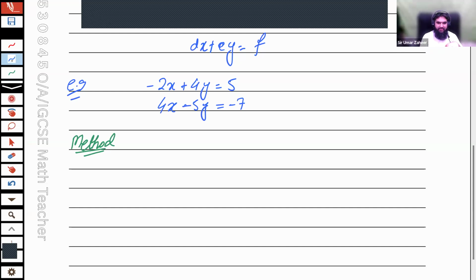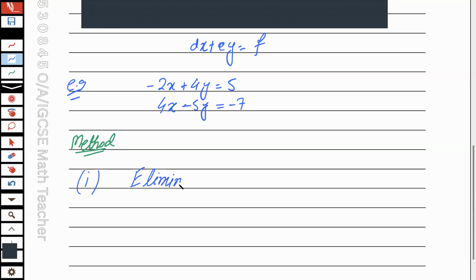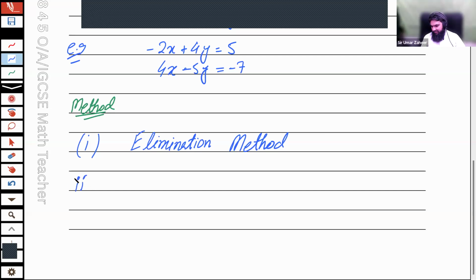How many methods do we have to solve simultaneous linear equations? One is the graphical method. One is elimination. One is substitution. We have two algebraic methods: the elimination method and the substitution method. I'm not talking about the graphical one, though we have a graphical method as well. So we have two methods to solve the simultaneous equations.